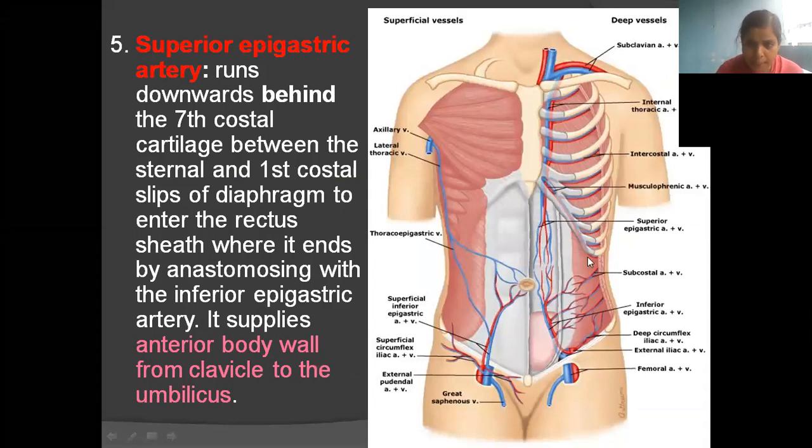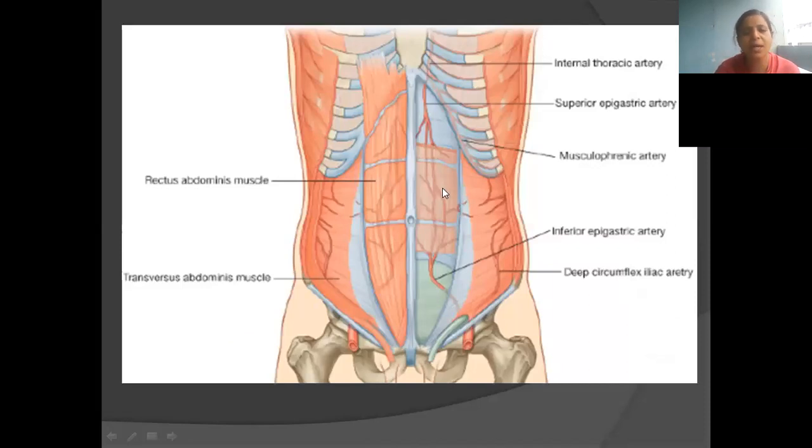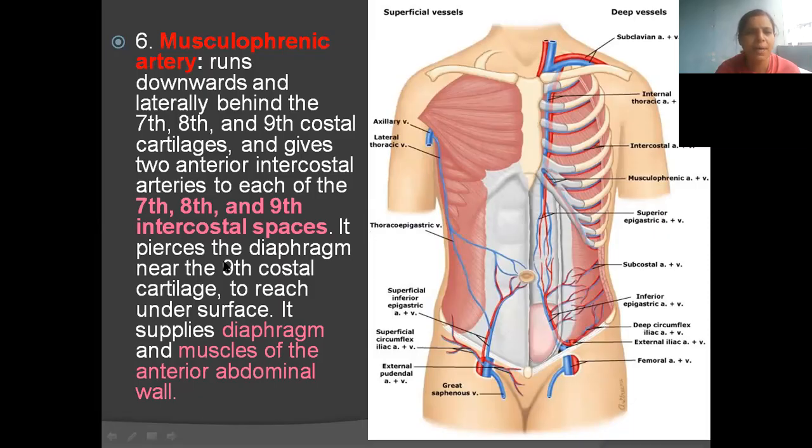Now, superior epigastric artery. You already know, when I was discussing the rectus sheath, I told you the superior epigastric artery enters into the rectus sheath. It runs downwards behind the seventh costal cartilage. You need not write so much story; you just write it is running behind the seventh costal cartilage. It pierces the rectus sheath to enter, and it is seen as one of the contents of the rectus sheath. It runs in the rectus sheath and anastomoses with the inferior epigastric artery. So the superior and inferior epigastric arteries anastomose inside the rectus sheath and supply the rectus abdominis muscle. Write in your own words; you need not write whatever is written here also.